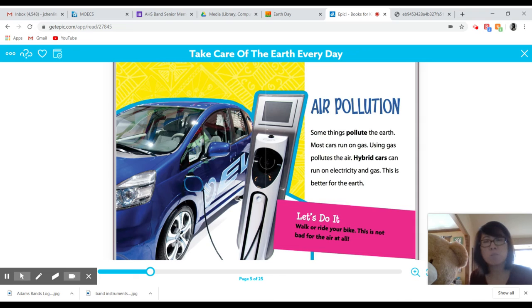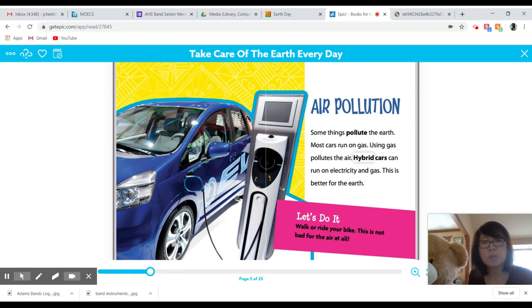All right, so let's take a pause on this page and see what kind of features that we looked at are on this page. So I already noticed that there's a nice photograph of a hybrid car, right? So photographs are usually in nonfiction books that give us more visual information on the topic we're learning about. And then on this little page, I see that there are two words that are darker than the rest of the words. The word pollute and the word hybrid cars.